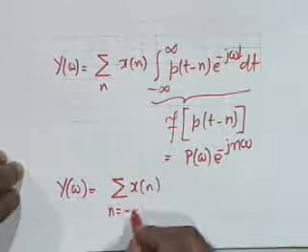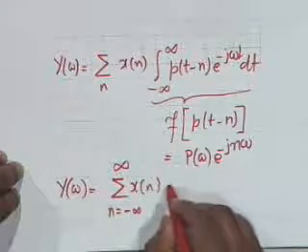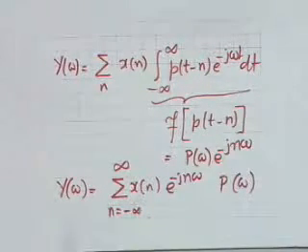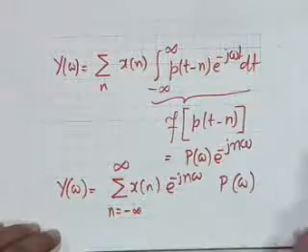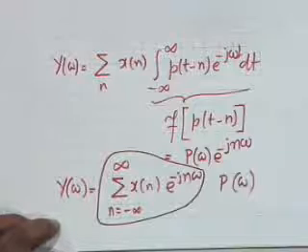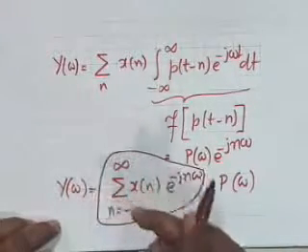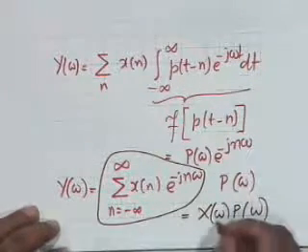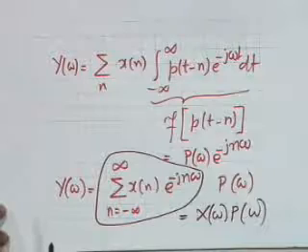and therefore my capital Y of omega becomes summation x of n, n from minus infinity to plus infinity e to the minus j n omega, and as far as P of omega is concerned, it is a constant as far as the summation is concerned, and this you recognize as the DTFT, but not with an argument of capital omega. The argument is small omega, and therefore this is capital X of omega times P of omega. Many of you wrote this as capital omega, which is obviously wrong. Alright. This was the answer to question 2a.